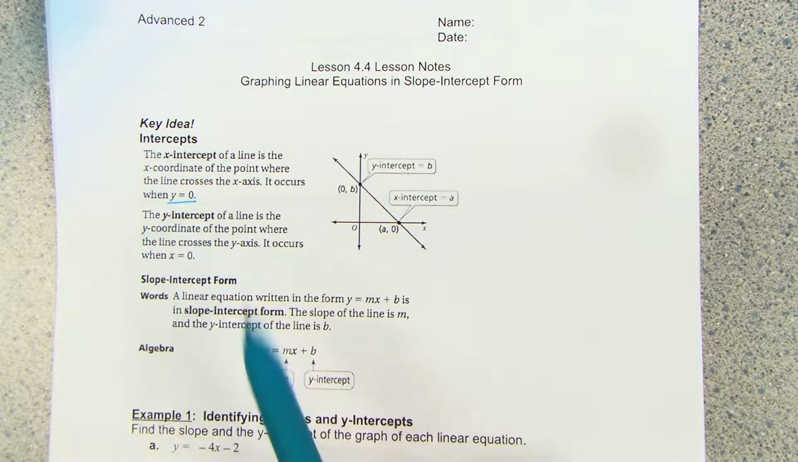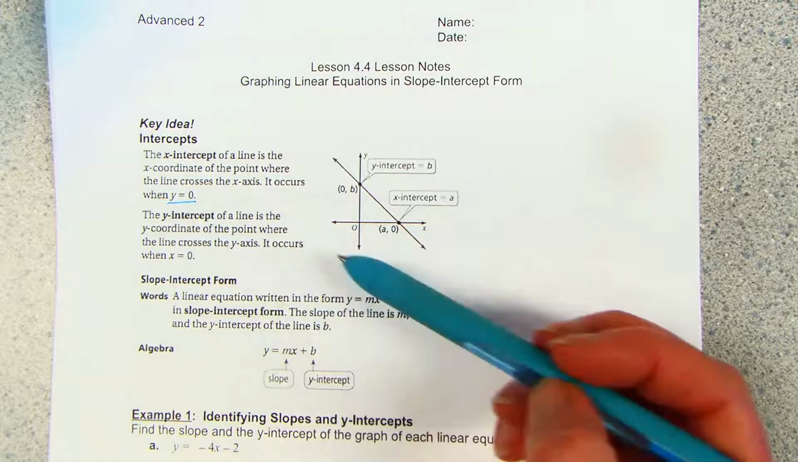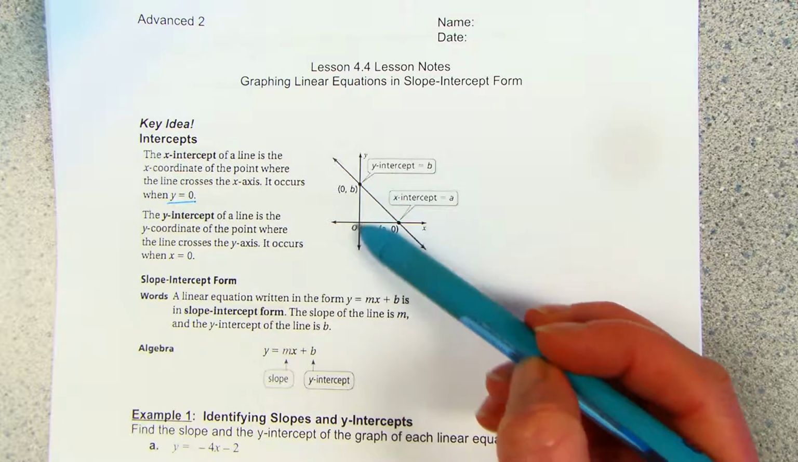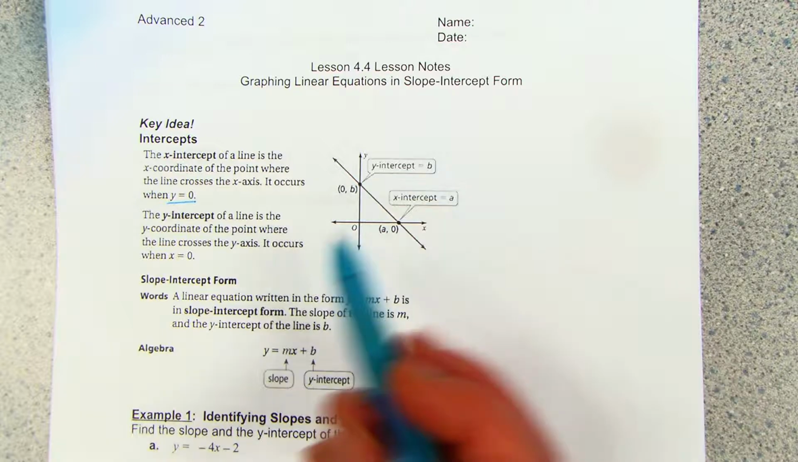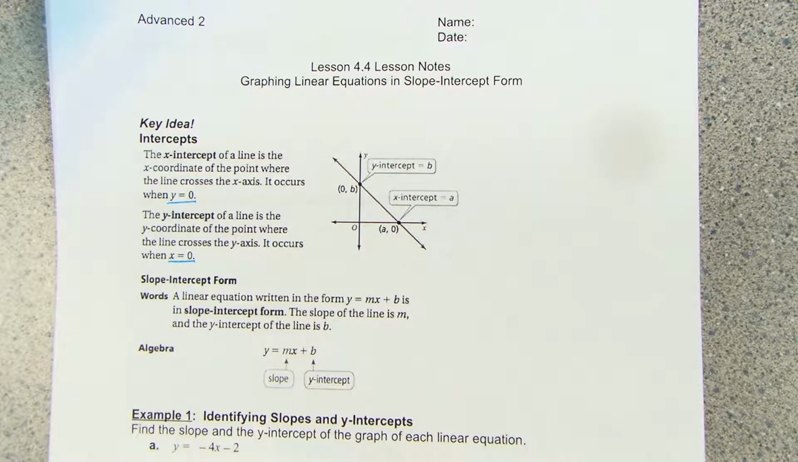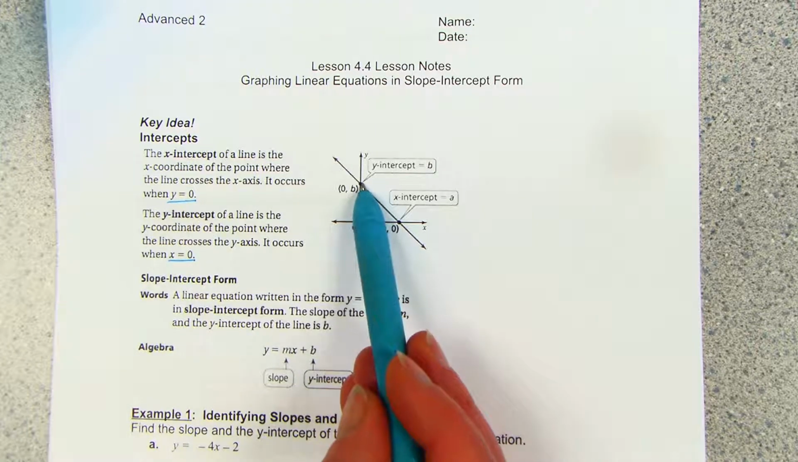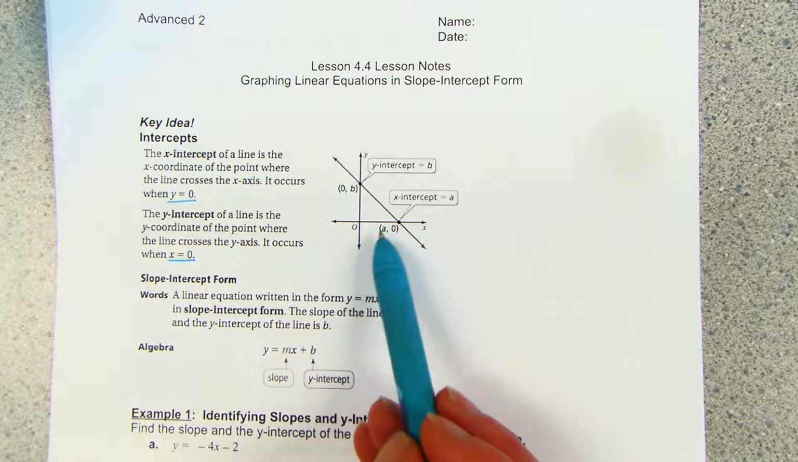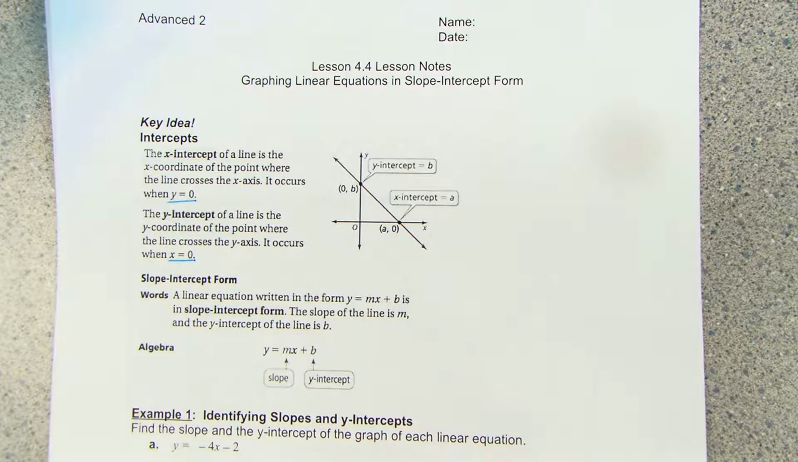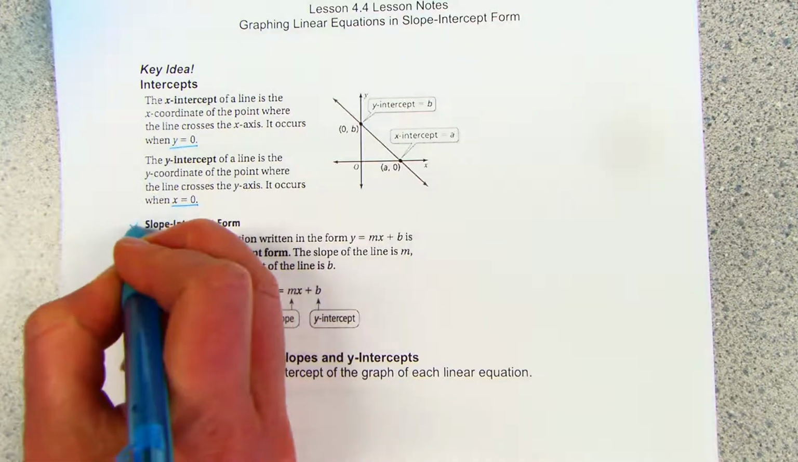The y-intercept is the one that we focus on more. That is the y-coordinate of the point where the line crosses the y-axis. It's where it catches the y. And it occurs when x is equal to 0. You can memorize that, or you can figure it out each time. It makes sense that it's going to cross the y if x is 0. And it makes sense that it crosses the x when y is 0. All right? Super, super important point here.